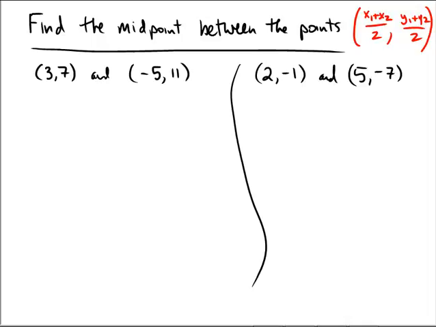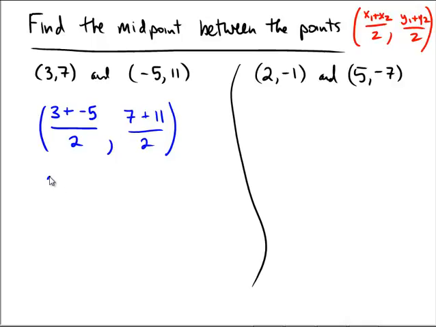So in example number 1, over here on the left, we see that we have the x1 coordinate 3 plus the x2 coordinate negative 5, and we'll divide that by 2. And then we have the first y coordinate, which is 7, and the second y coordinate, which is 11, and we'll divide those by 2. So we're essentially adding the coordinates together, and then dividing by 2. So we're finding an average.